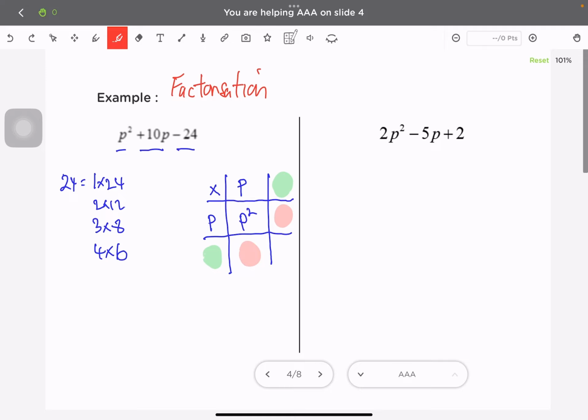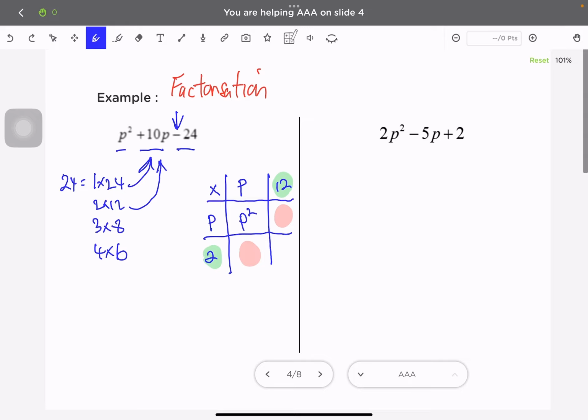So how do you do a trial to make sure that it can become 10? It depends on your trial and error. 1 and 24 cannot give you 10. 2 and 12 might give you 10. 3 and 8 cannot give you 10. And 4 and 6 might not give you 10, even if I put negative on one side and positive on the other, because of this negative sign. So I know that the numbers must be 12 and 2.